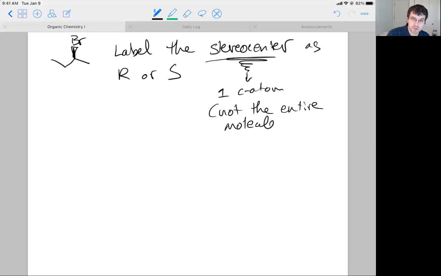Okay, so an R and S correlates to one particular atom within the molecule. So it's not like the overall molecule. And that's important as we look at molecules with multiple stereocenters. Like if we have 2, one could be R, one could be S, we could have RR, SS, that sort of thing, various combinations. How do we do that? So number 1 is we need to locate the stereocenter.